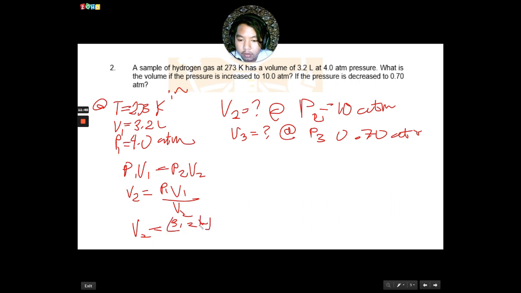Sorry for the shaky mouse. And 4.0 atm. Alright, 4.0 atm over 10 atm. So we'll be needing a calculator here. That's 3.2 times 4 over 10.